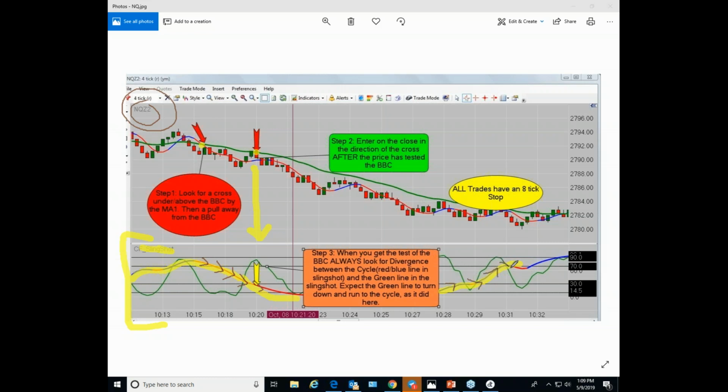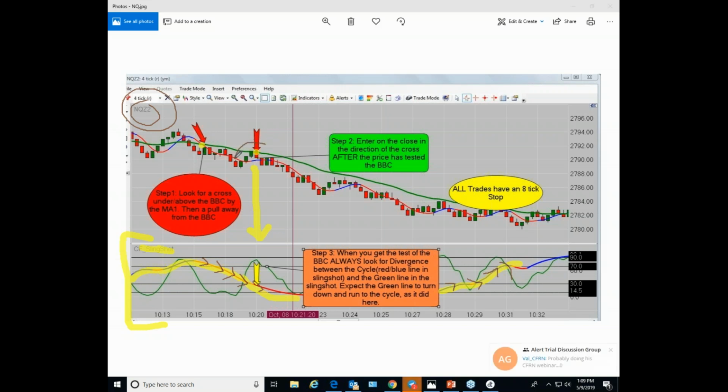So remember I talked about everything being the same color. Well, we got a red MA1, we get a down close, and now we have a red cycle. Everything's the same color. This is telling us, hey, the momentum is bearish.